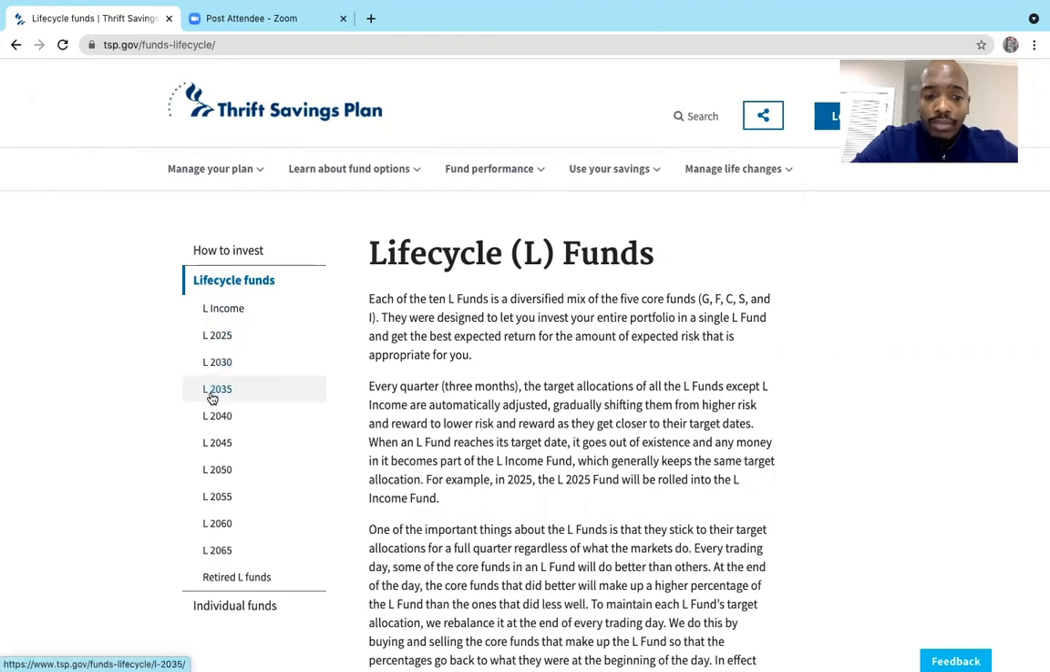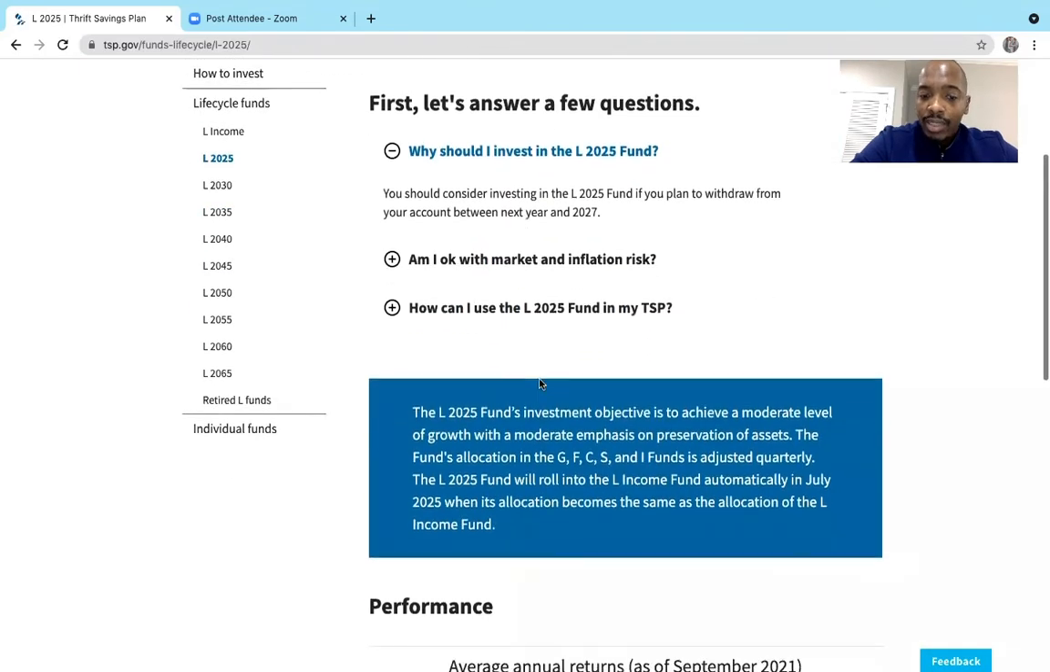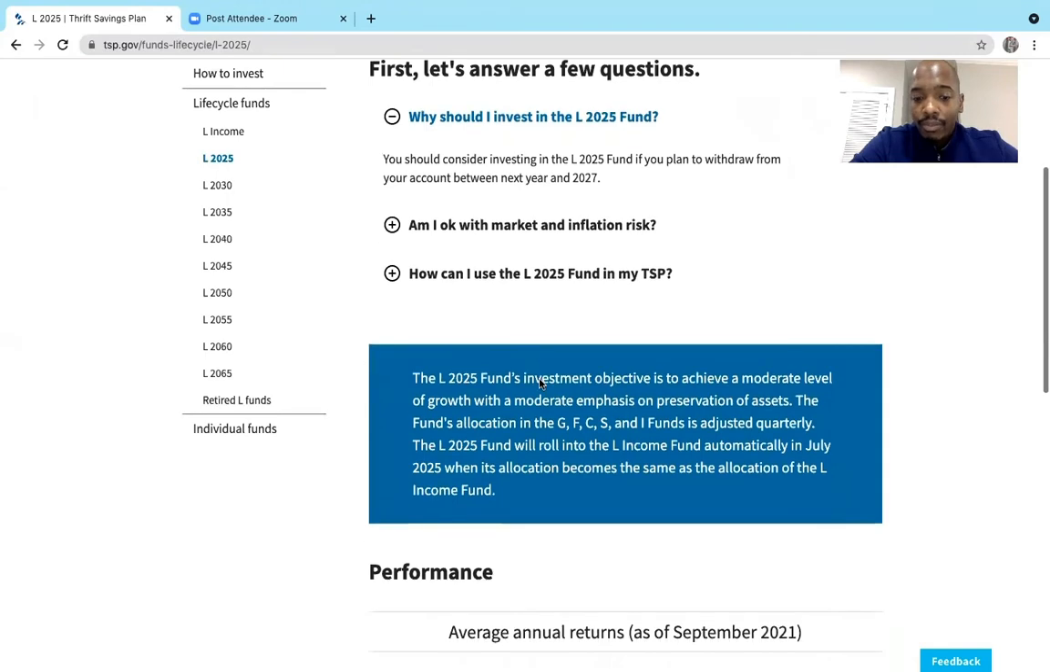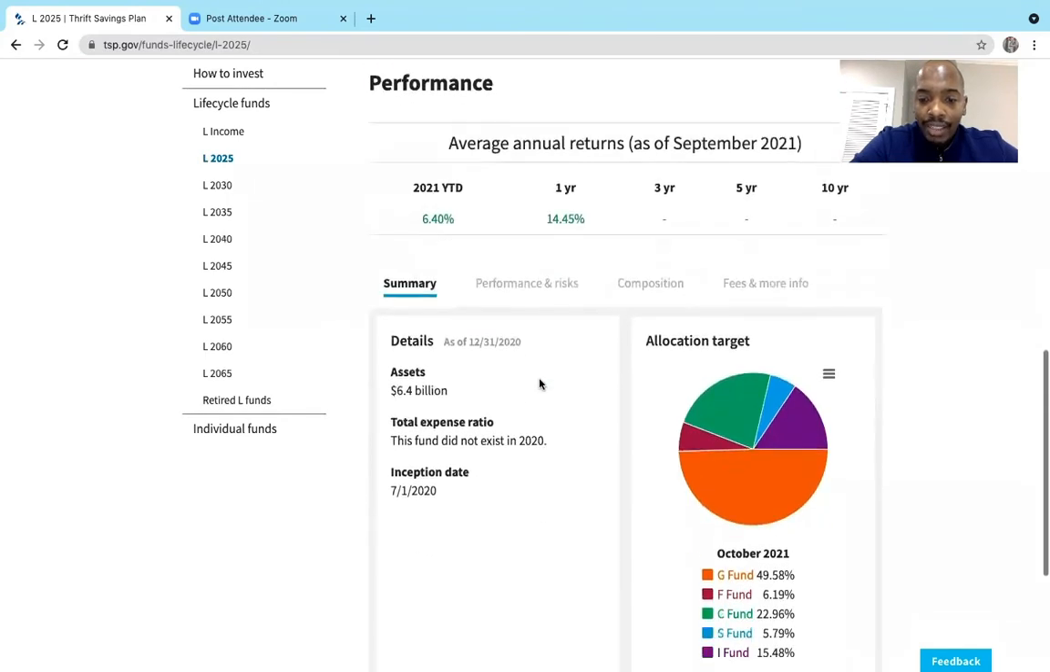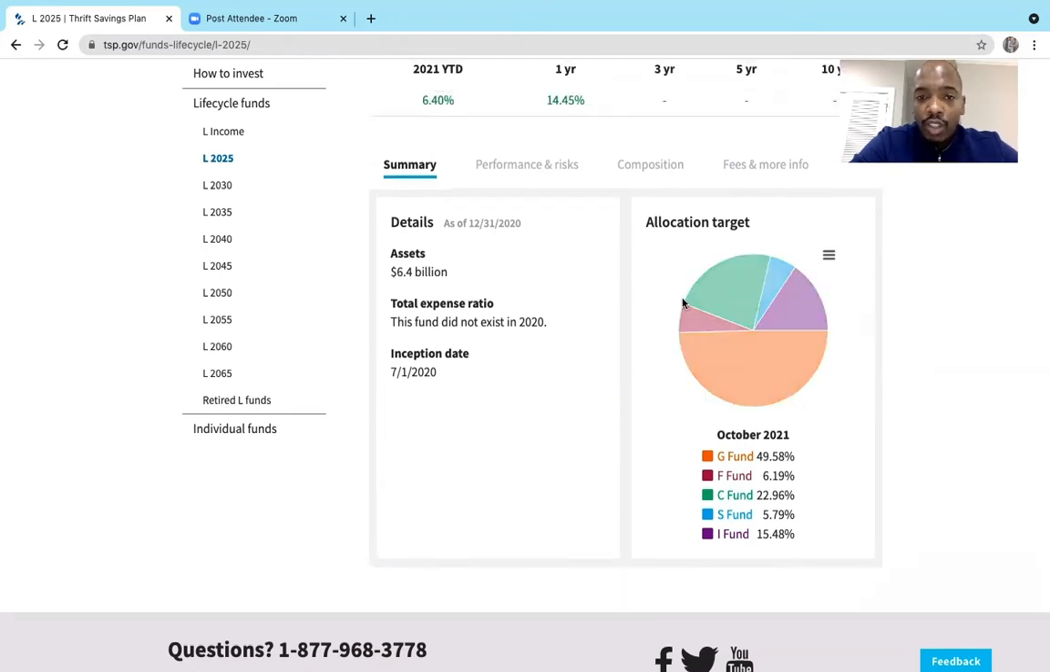So the way it works is that you would pick on the left the year that you were planning on retiring. For somebody that's retiring in 2025, it would be a lot more conservative than somebody retiring at 2055. If we look at the breakdown, the 2025 fund has half the money in the G fund, which is safe, 6% in F, 22% in C, 5% in S, and 15% in I. So it's a very conservative portfolio.